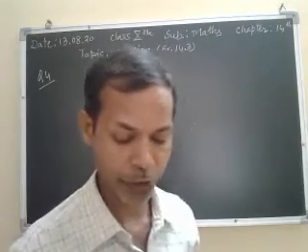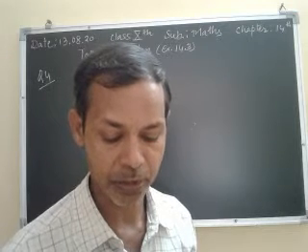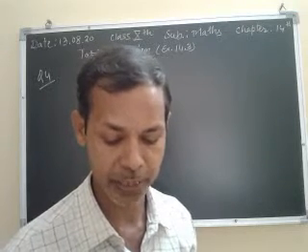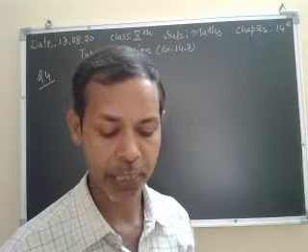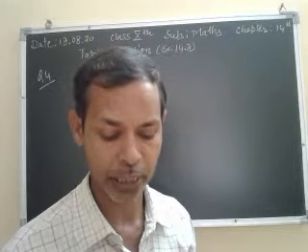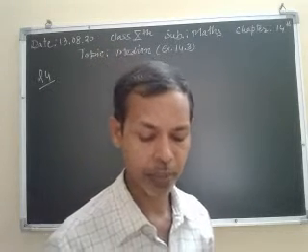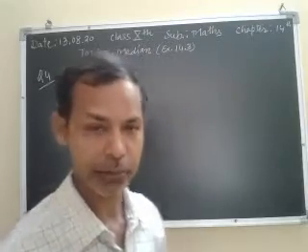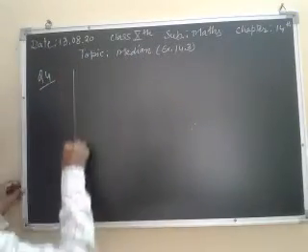The lengths of 40 leaves of plants are measured correct to the nearest millimeter and the data obtained is represented in the following table. Length in millimeters, 118 to 126, likewise. So this is a table.